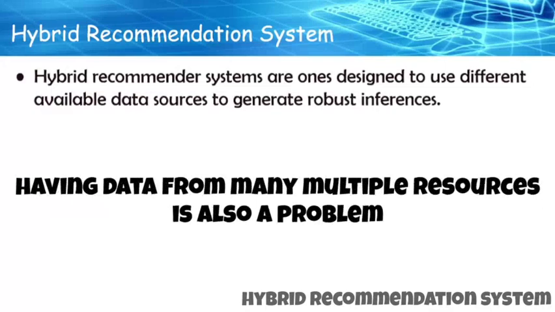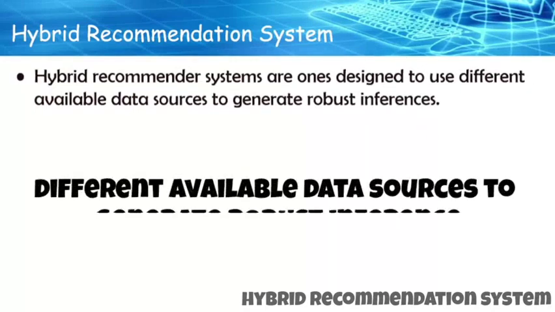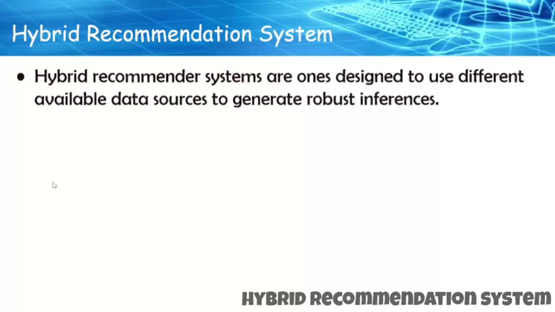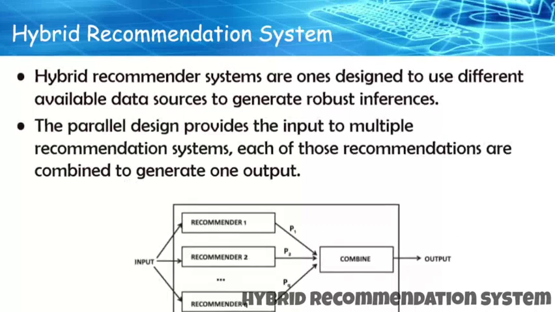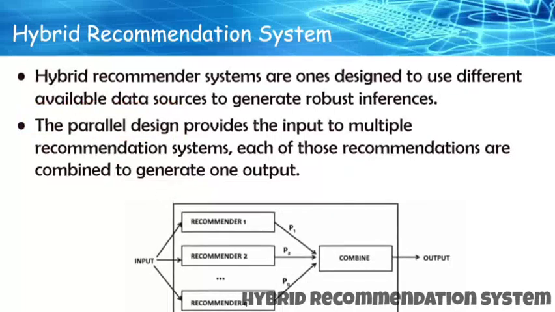So hybrid recommendation systems are the ones designed to use different available data sources to generate robust inference. Hybrid recommendation systems have two predominant designs. One is parallel and the other is sequential. So these are the only two designs up to now.